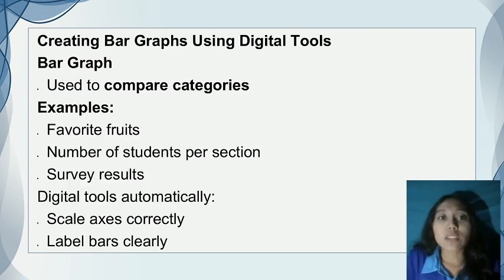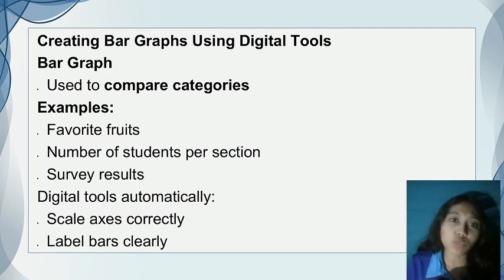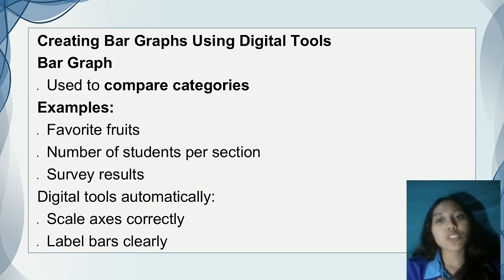Now, creating bar graphs using digital tools. Bar graphs are used to compare categories, for example favorite fruits, number of students per section, and survey results. Digital tools automatically scale the axes correctly and label the bars clearly. For example, you can create a bar graph to show the number of students who like each type of sport: basketball, soccer, and so on. The height of each bar represents the number of students who like that sport.